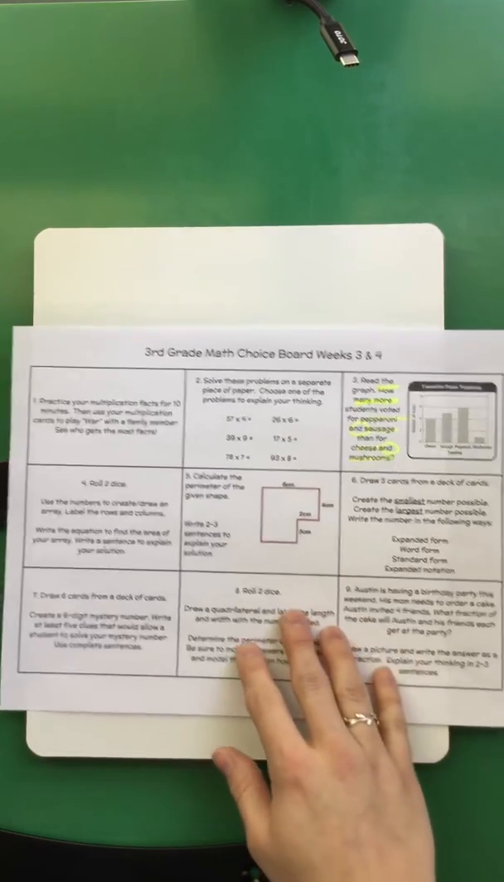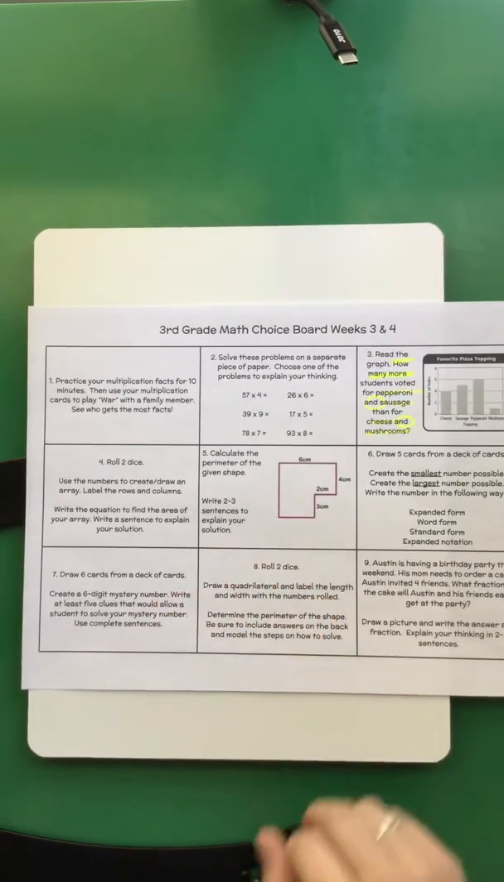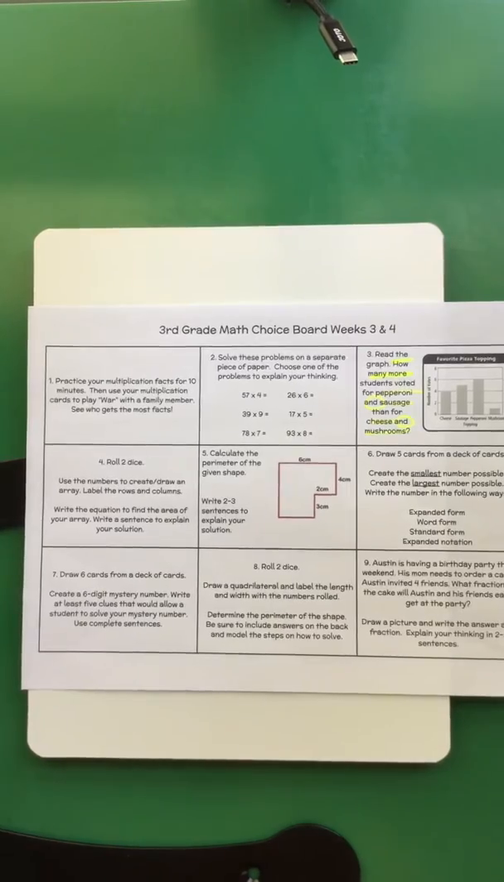Number 4 says roll 2 dice. Use the numbers to create or draw an array. Label the rows and columns, and then write an equation to find the area of your array. Write a sentence to explain your solution. So let me get my dice out.